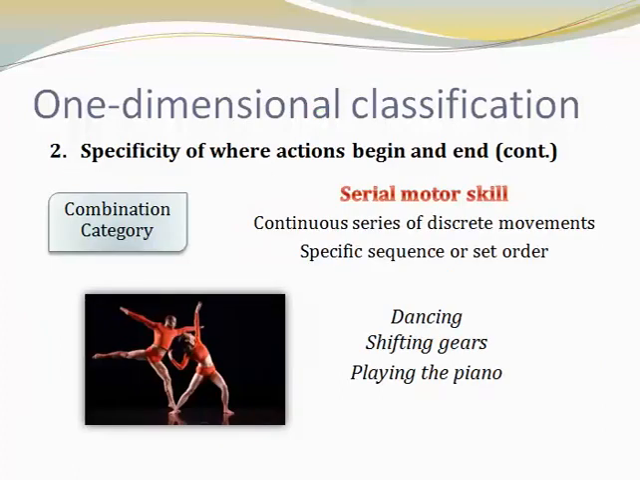Within our second one-dimensional classification categories, we do have another type of motor skill. So we looked at discrete and continuous, which is a spectrum. And in between those two types of skills, we have something else. It's considered a combination category. And the motor skills here are called serial motor skills. Serial motor skills can basically be described as a continuous series of discrete movements. So something like dancing, shifting gears in the car, or playing the piano.